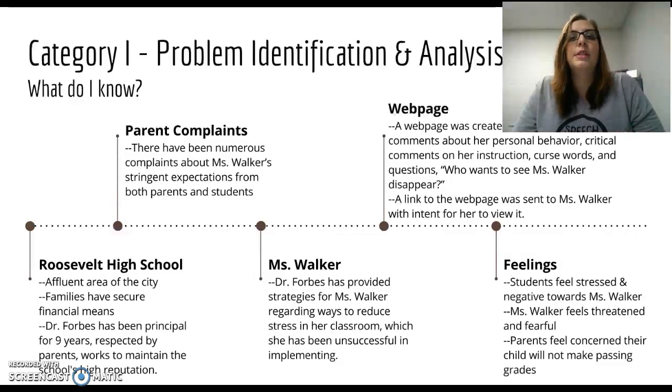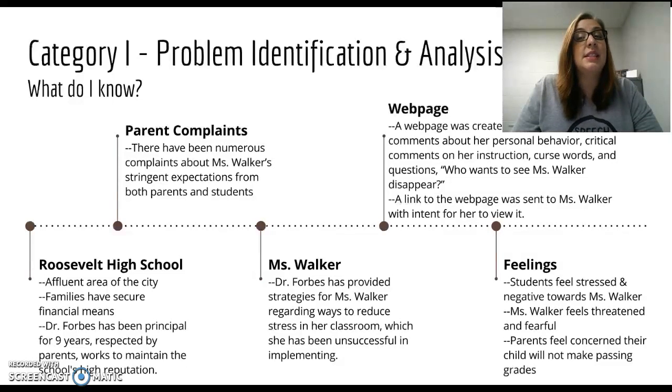We also know that there was a web page created which had some suggestive comments about her personal behavior. It had very critical comments on her instruction. There were curse words and foul language. And the very last question on the page was, who wants to see Miss Walker disappear? And another thing that we know about this web page is that a link was sent specifically to Miss Walker with intent for her to view it.